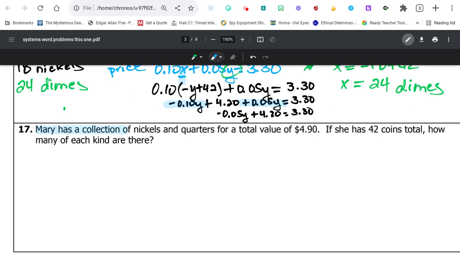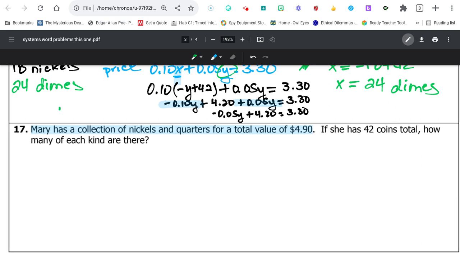Mary has a collection of nickels and quarters that total value is $4.90. This is going to be price. Your coefficient for the nickel will be 5 cents, and your coefficient for the quarter will be 25 cents, the value of it. And then she has 42 coins total. That's going to represent your quantity equation. How many of each kind are there? So I'm going to go with the quantity first. I'm going to let X equal the number of nickels. You always got to define those variables first. I'm going to let Y equal the number of quarters.